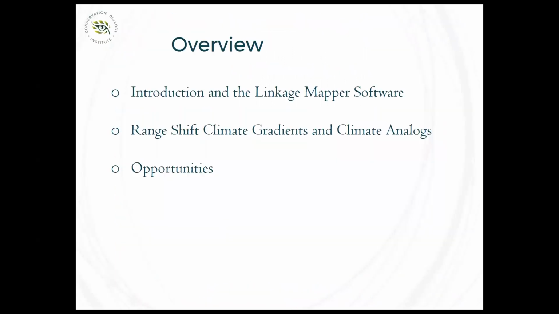What I'm going to do is give a brief overview of the software itself. Then I'm going to get into details about the science of connectivity, especially when it comes to incorporating climate concerns. There are two dominant theories out there about how to do this best. One is known as range shift climate gradients, and another is climate analogs. And the theory we're presenting today shows that both of these are actually same components of an overarching equation.